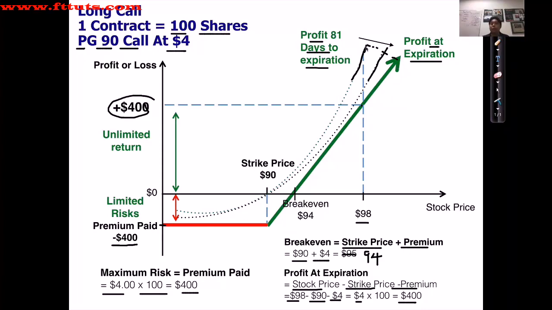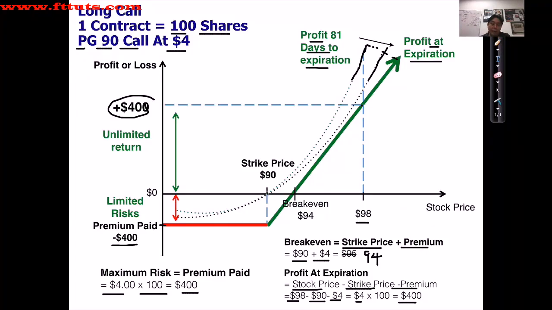So in other words, if you exit the option way before the expiration date, you actually get a lot more money because you have got extrinsic value left. But at expiration, there's no more extrinsic value. What you're left with is intrinsic value, which is a lot less. Got it? So you can see that if you buy the option today, right now, when there's 81 days to expiration, follow this dotted line.